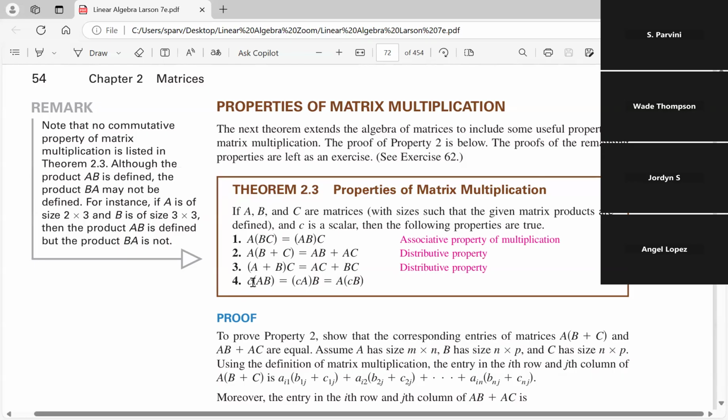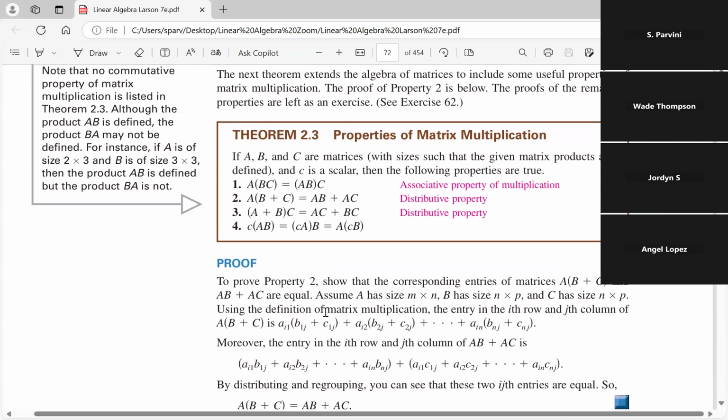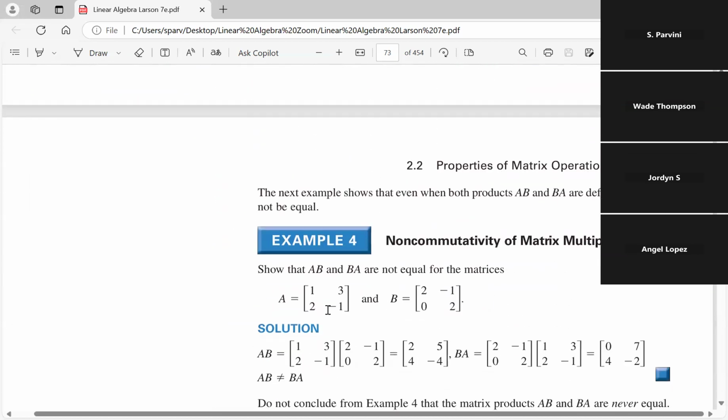Number 4, a constant multiple, a scalar, times AB. You can multiply the constant by A if you choose to, this one, and then multiply that by B. Or if you like, make the constant reach all the way to B, this one, and then multiply A by the result of that. Are we okay on the properties of matrix multiplication, everyone? Okay.